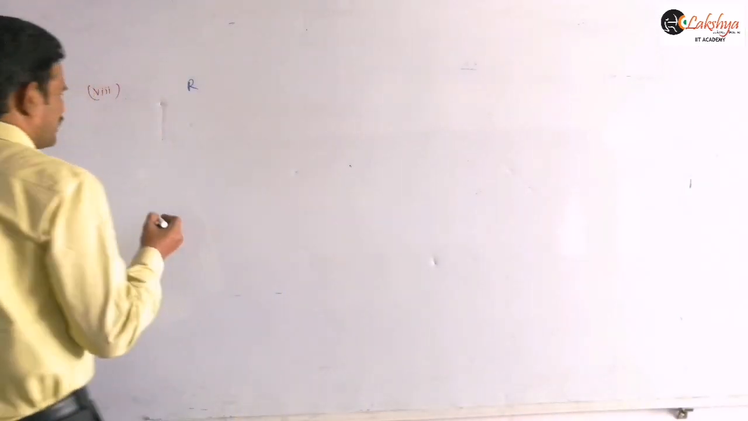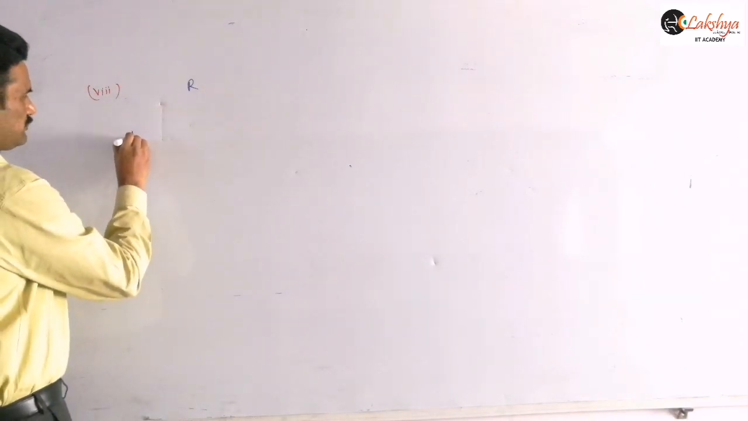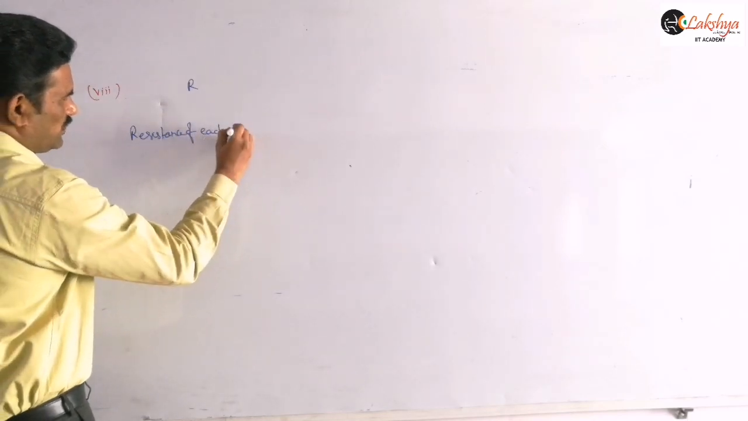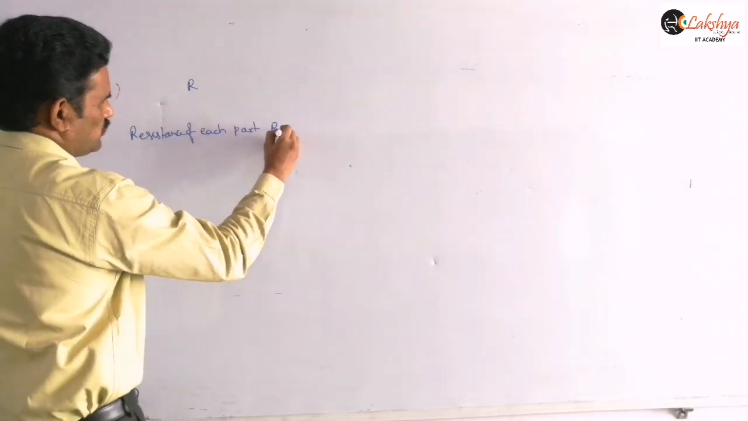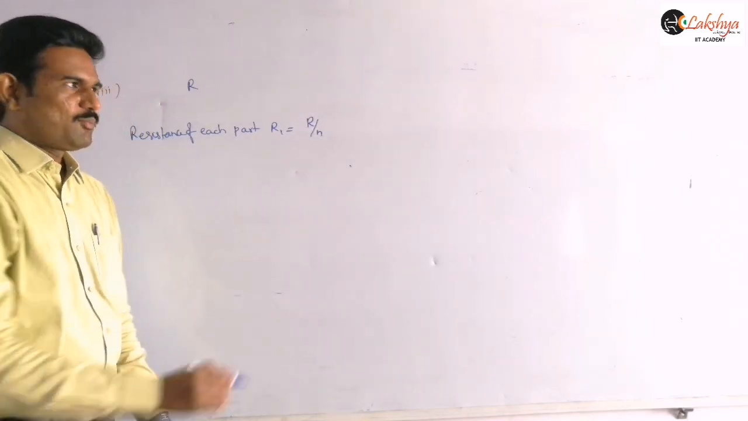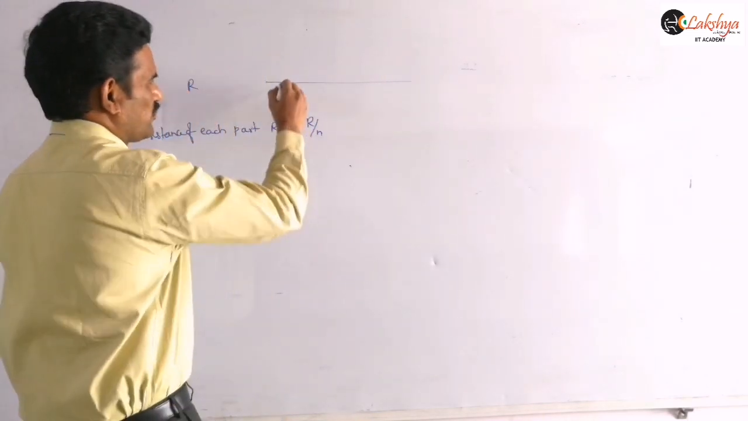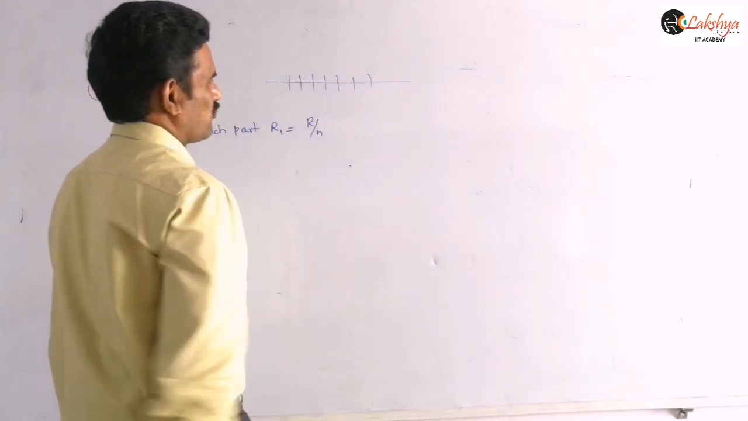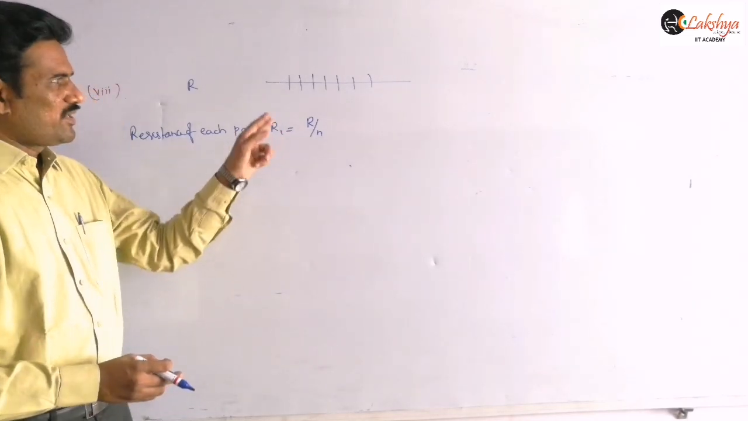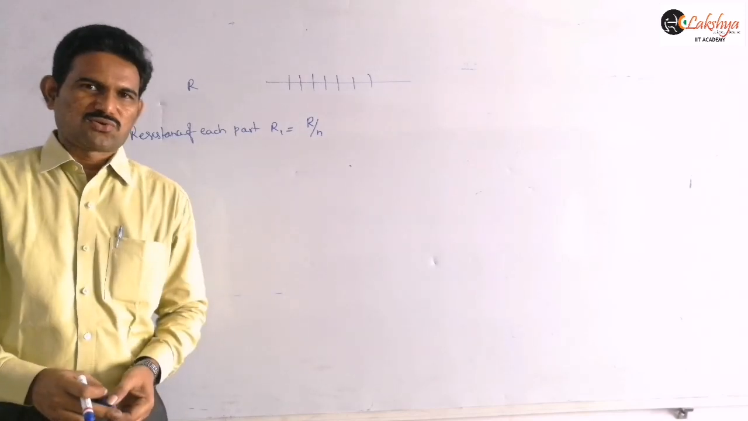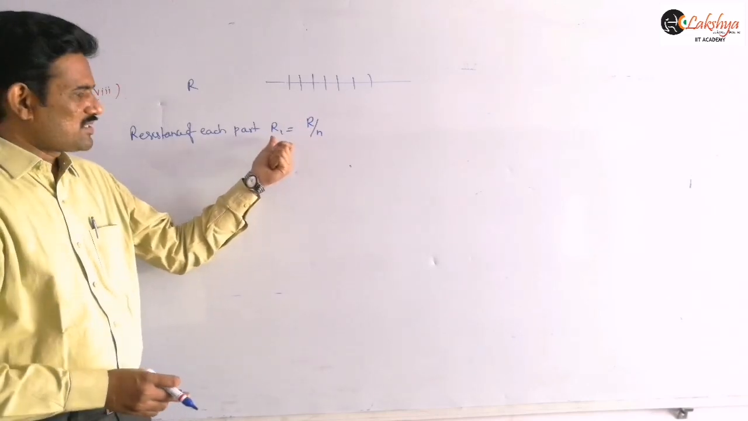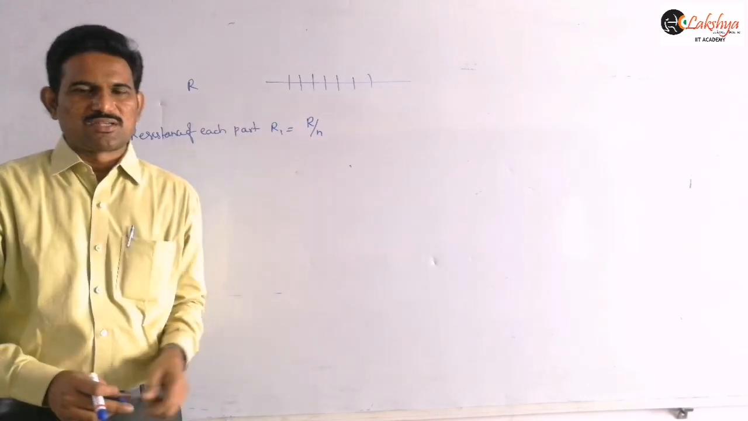Right? So that means now the resistance of each part, suppose I am taking this as R1, can be written as R by n. Because if you are taking a wire like this and cutting it into n equal parts, we know that resistance is directly proportional to length. When you cut the wire, the length decreases and thereby the resistance also decreases. So we are reducing the length to 1/n, and so the resistance also decreases by n times. So the resistance of each part will be R by n, right?